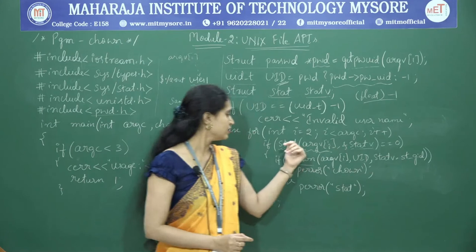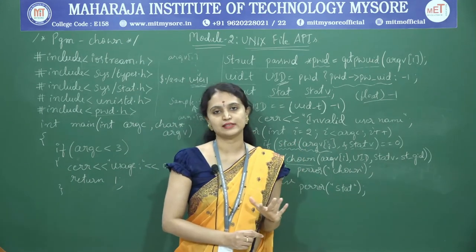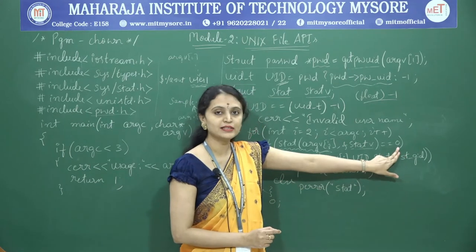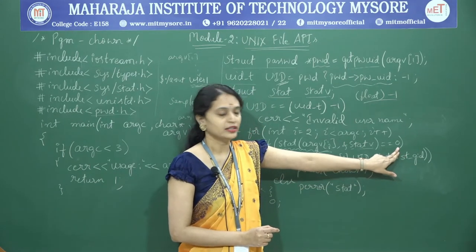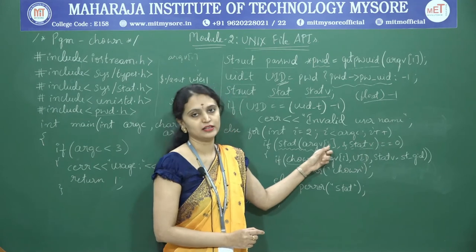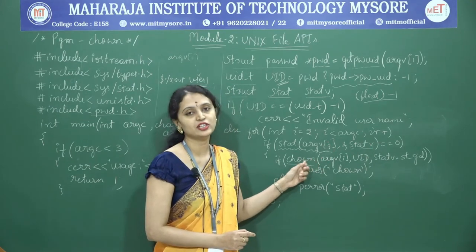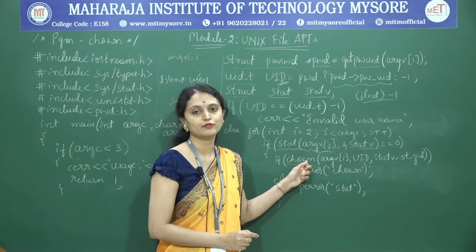If you remember, the stat API returns 0 if it is executed successfully, right? I am just checking the condition. If it is 0, it means I am able to retrieve the attributes of the file. Okay. So, next step, what am I doing? I am changing the user ID of the file.